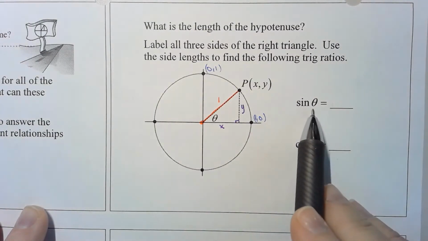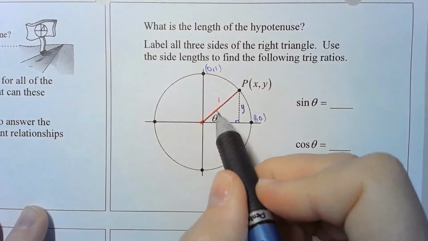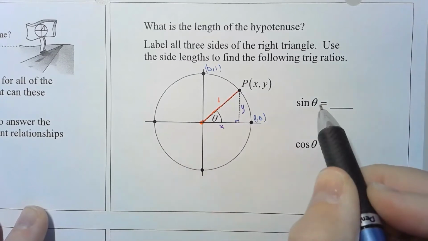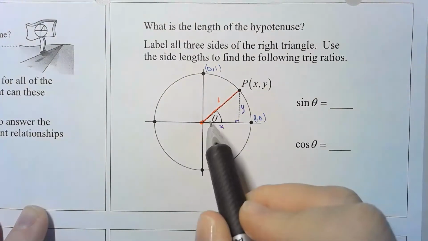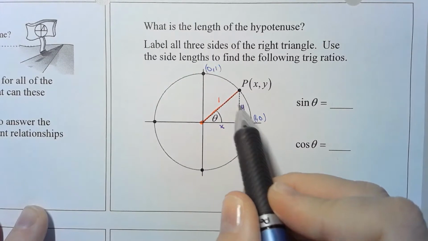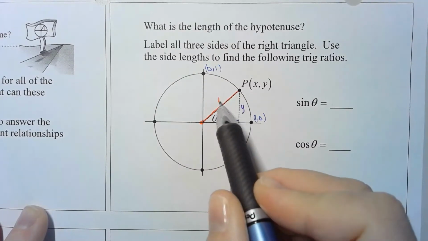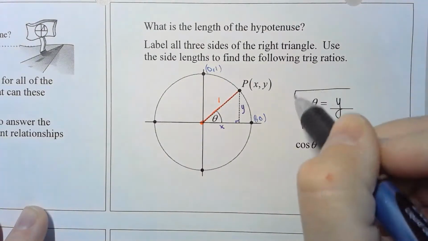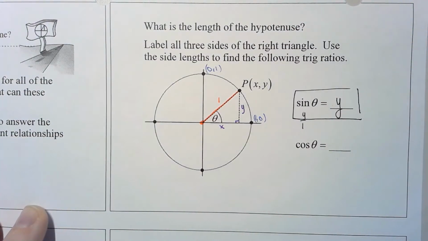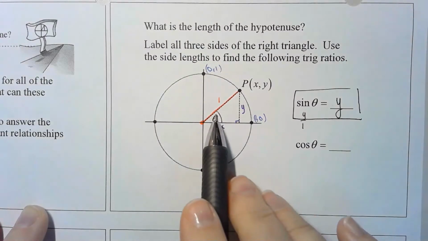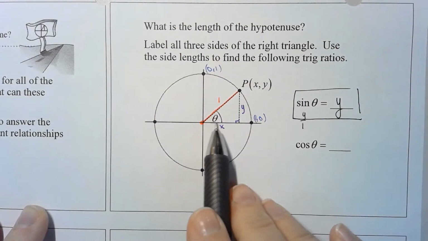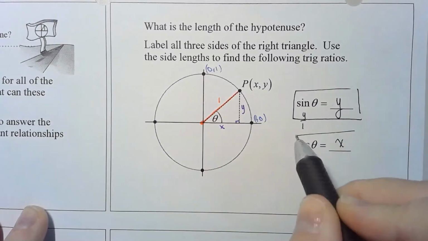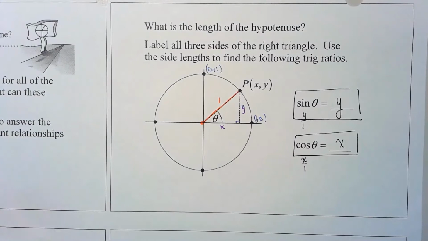All right, so now let's go in. Here's theta. Theta is between our terminal side and our initial side of the angle, and they want us to find the sine of theta. Sine is the opposite side over the hypotenuse. So y divided by 1, which is just y. Let's put that in a big box. Cosine is the adjacent over the hypotenuse. The adjacent is x, the hypotenuse is 1, x divided by 1 is just x.